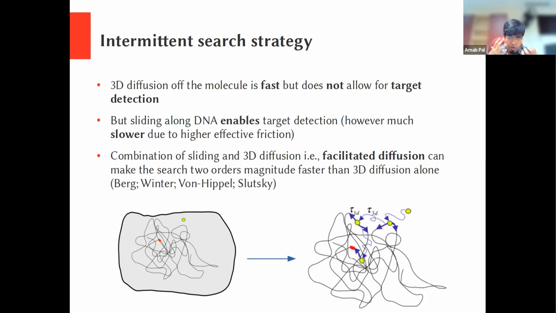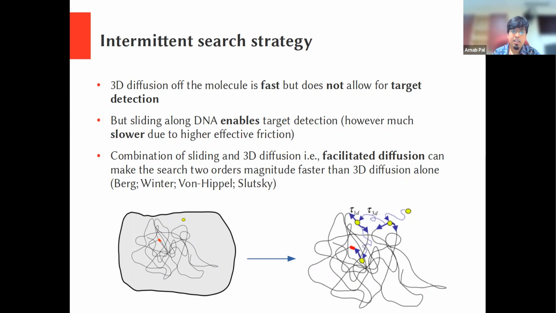So this is actually a combination of 1D diffusion and 3D hops. This is the reason why it's called facilitated diffusion, which makes the search two orders of magnitude faster than simple 3D diffusion. This is what we call an intermittent search strategy, because during these 3D jumps the protein doesn't find the target. So it's like a blind phase. But then there is another phase, the one-dimensional sliding phase, where the protein can actually find the target. So this is what we call an intermittent search strategy.